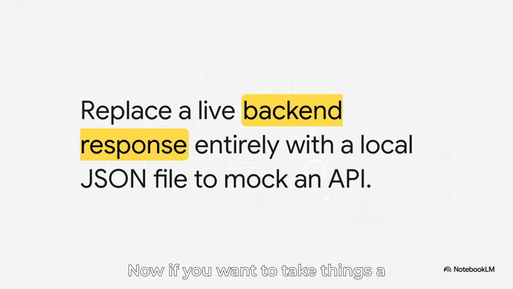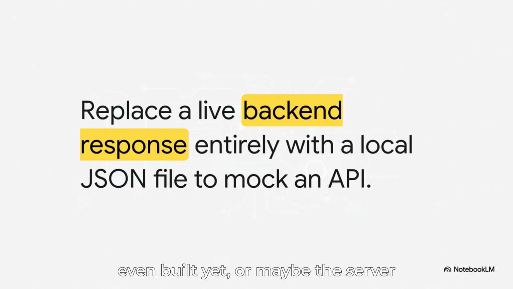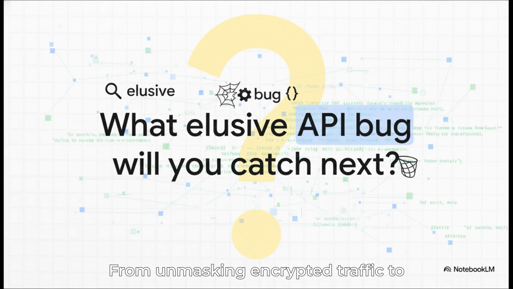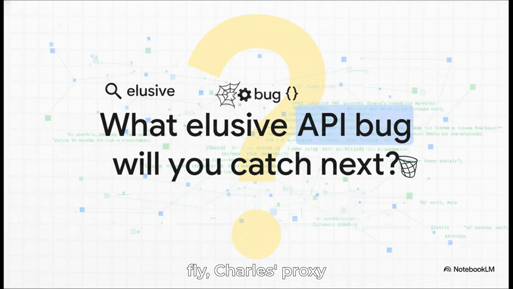Now, if you want to take things a step further, Charles offers a feature called Map Local. Imagine your backend endpoint isn't even built yet, or maybe the server is currently down. You can use Map Local to intercept the request and feed your app a mocked JSON file saved right on your own hard drive. It replaces the live backend response entirely, which keeps your front-end development moving without skipping a single beat. From unmasking encrypted traffic to rewriting server responses on the fly, Charles Proxy is absolutely essential.